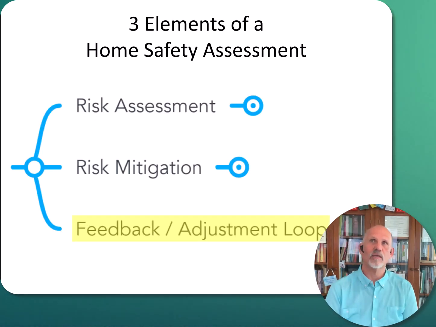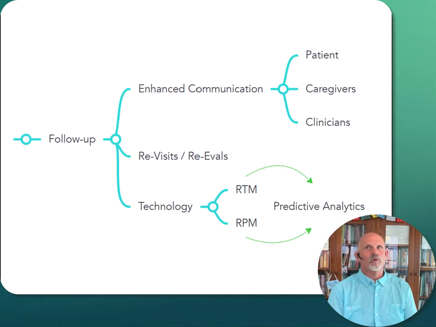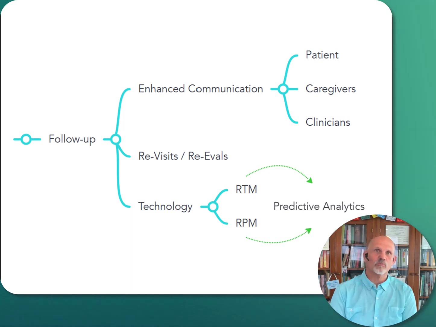And finally, we're going to talk about feedback and adjustment loops. So it's basically follow-up, right? And there are three basic categories of follow-up. One is enhanced communication. You want enhanced communication with caregivers, with clinicians, with patients. And that could be through telephone, through video communications, through text, through email, whatever increases that flow of information and whatever allows you to ask the important and relevant questions.